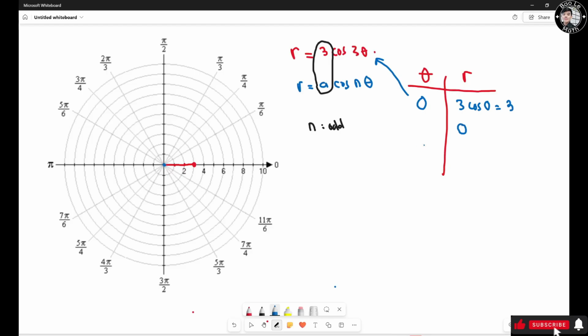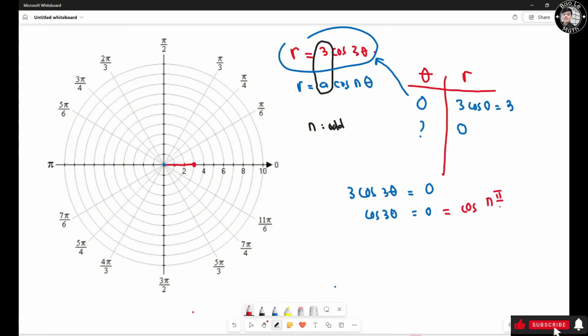And then we need to find the angle theta right here. So how do we do this? We substitute 0 for r into this equation. So we have 3 cosine 3 theta equals 0, so cosine 3 theta equals 0. Now cosine is 0 at n pi over 2, so then you have 3 theta equals n pi over 2, and theta equals n pi over 6.